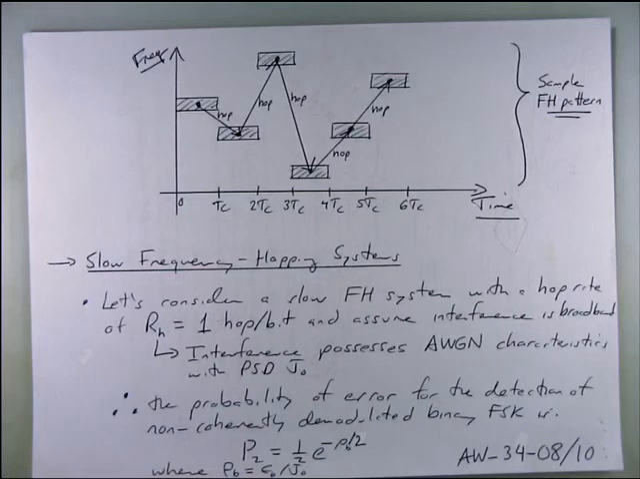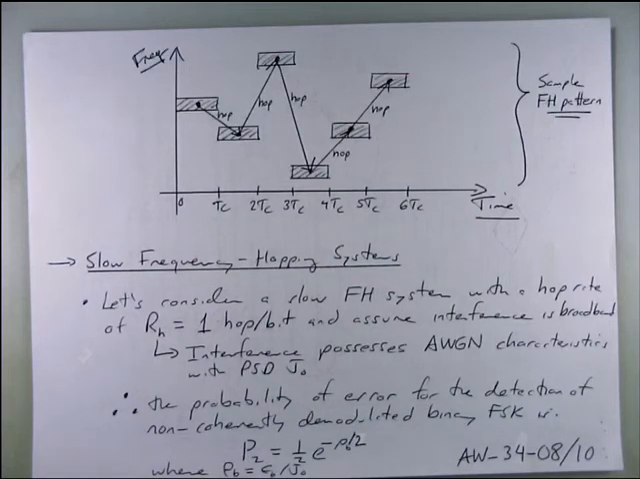So let's look at slow frequency hopping systems, okay? Let's say one hop per bit. What we want to do is assume that the interference is broadband, which means that it has additive white Gaussian noise characteristics, and it has a PSD of J0. We've seen that before, right? Thank goodness there's no duty cycle in this one.